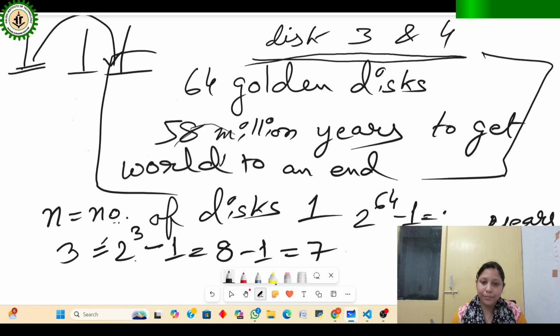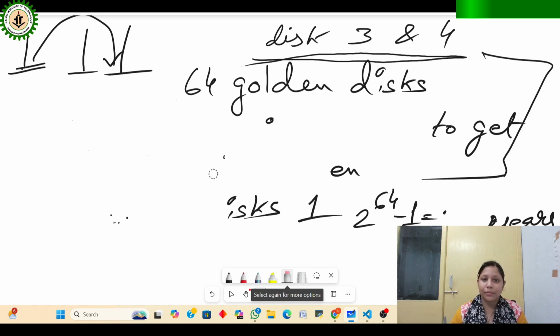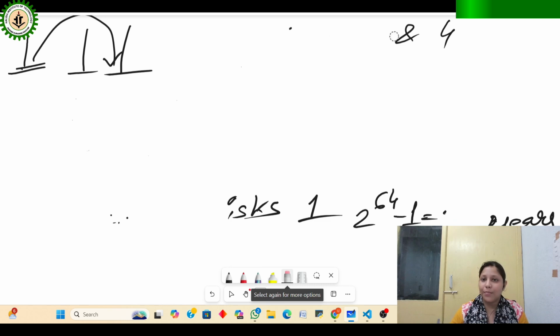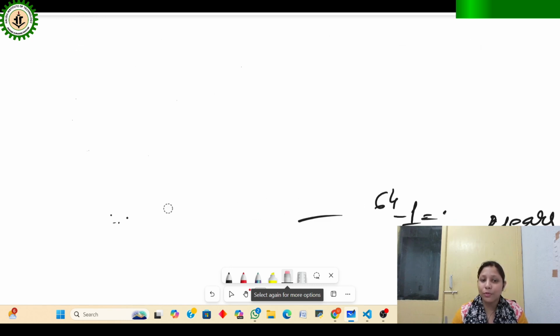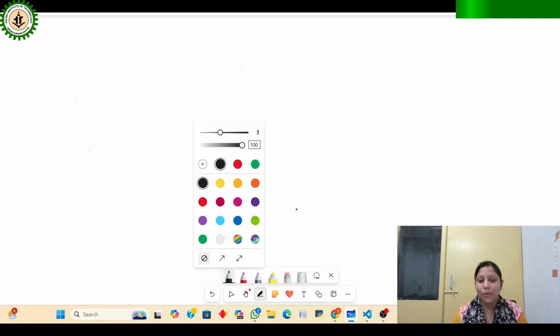Next, I am moving to the algorithm. We got the minimum step, but how should we move the disk? What should be the algorithm to solve this puzzle so that we can satisfy the minimum step?